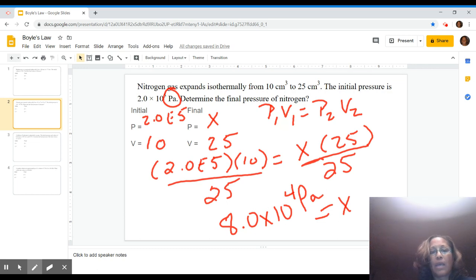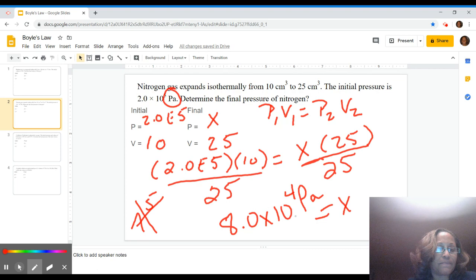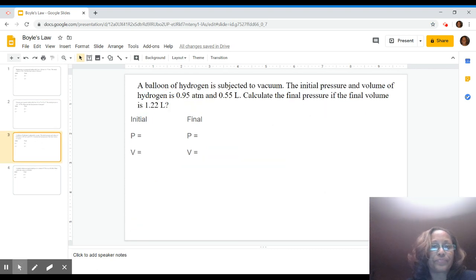All right. And what I did mathematically was take 2.0 times 10 to the fifth, multiplied that by 10, and then divided by 25 to solve for X. And remember, when you're putting your exponents in your calculator, please don't use the caret 5 because that's telling the calculator to do something different. You want to hit that second EE button so that you're telling the calculator times 10. All right, let's go to the next example.